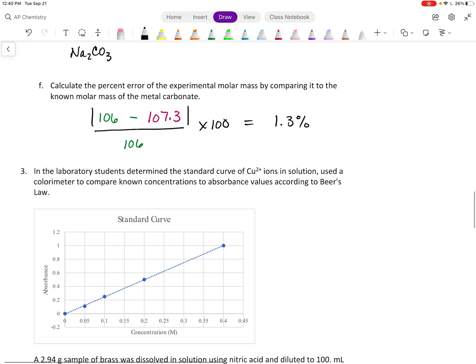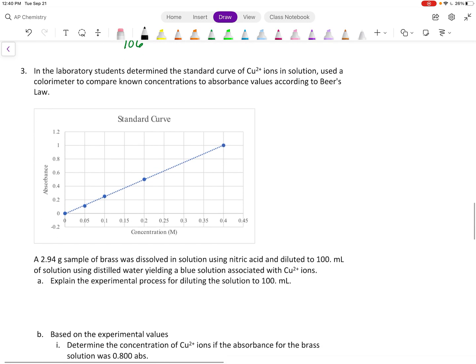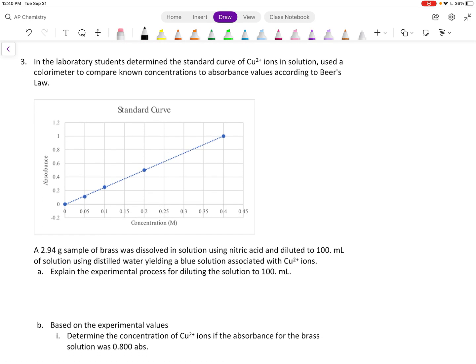All right, one more problem to go. This is determining an unknown using Beer's law, or the Beer-Lambert law, by creating a standard curve first and then doing some analysis. So let's go ahead and take a look at this. So we had an alloy that had copper in it. We dissolved that alloy and we tested it against this standard curve. And so the standard curve was made using dilutions of known values, known molarities.